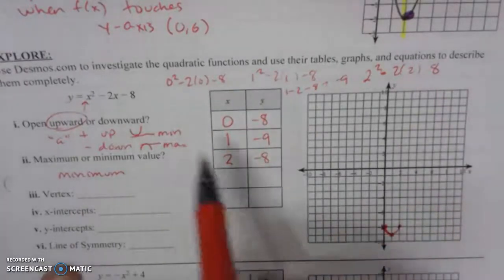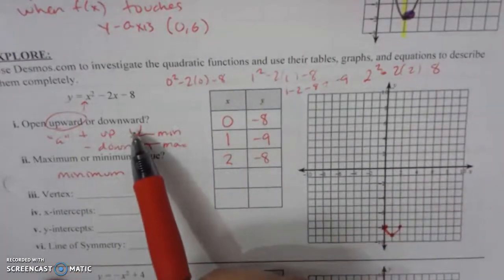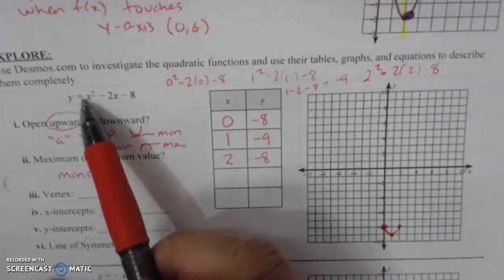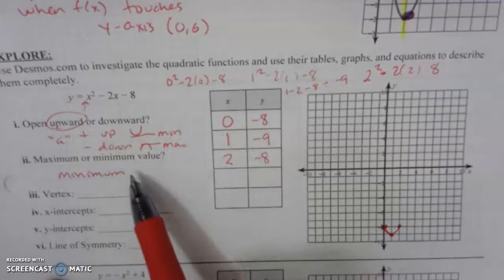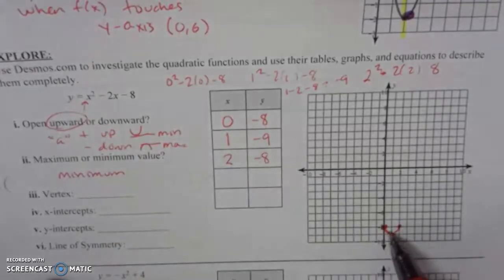And remember, we talked about how it's going to open up, and I know it's going to open up because this is a positive value in front. That's a positive x squared. And it's going to have a minimum, so here we found that minimum. Right here, I see the curve starting to happen, and if you have this on Desmos, you can see that. And so now I'm going to start looking for my x and y intercepts.